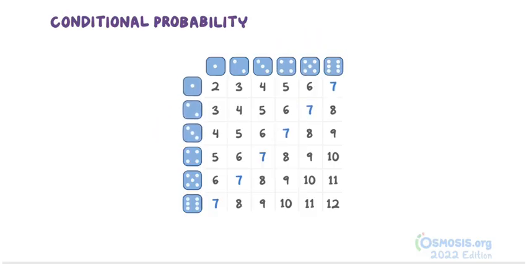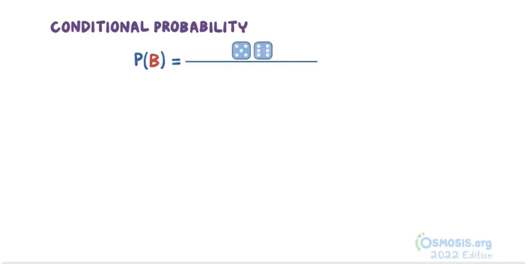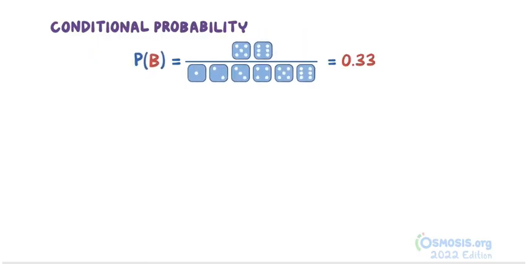Since there are 6 possible combinations that add up to 7, and 36 total combinations possible, the probability of event A is 6 over 36, or 0.167. For the probability of event B, there are 2 possible outcomes, if you rolled a 5 or if you rolled a 6. And there are 6 possible outcomes, because you could have rolled any of the numbers on the die. So the probability of event B is 2 over 6, or 0.33.